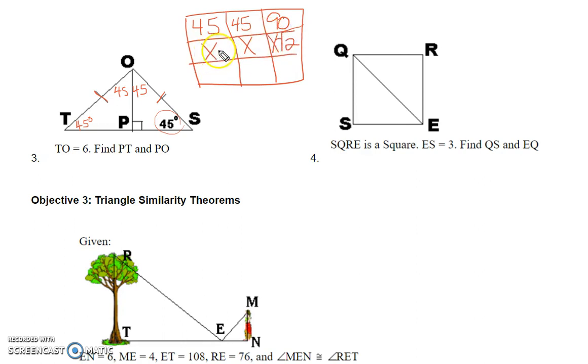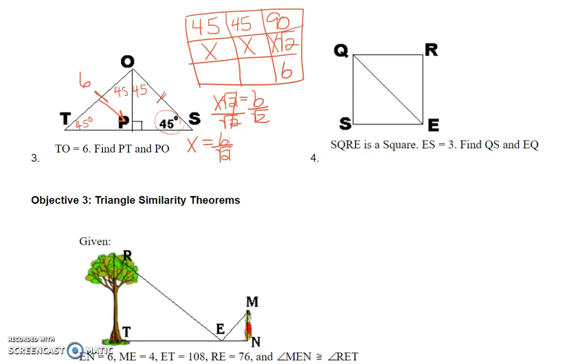Yes, the 45s are the same because it is an isosceles triangle. I'm given TO is equal to 6. That is across from my 90-degree angle, so 6 is going to be filled in under the 90-degree column. And that means I have my equation, x square root of 2 is equal to 6. So to solve for x, I need to divide by square root of 2, and that'll eliminate, and I get x is equal to 6 over square root of 2.